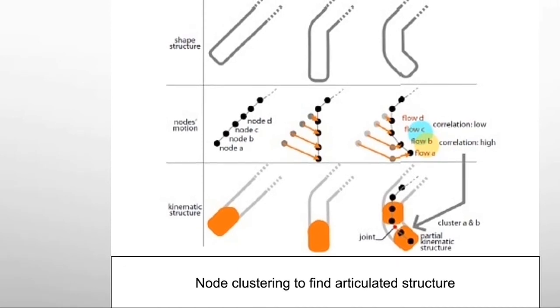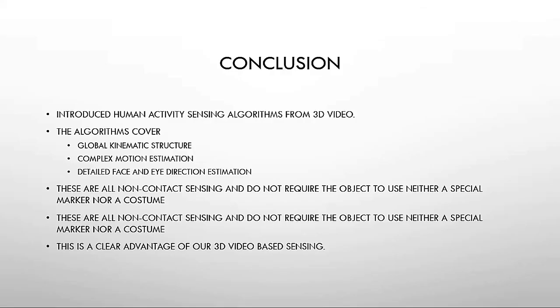And the conclusions are: we introduced human activity sensing algorithms from 3D video. The algorithms we covered are global kinematic structure and complex motion estimation. These are all non-contact sensing and do not require the object to use either a special marker or a costume. This is the clear advantage of our 3D human video based sensing.